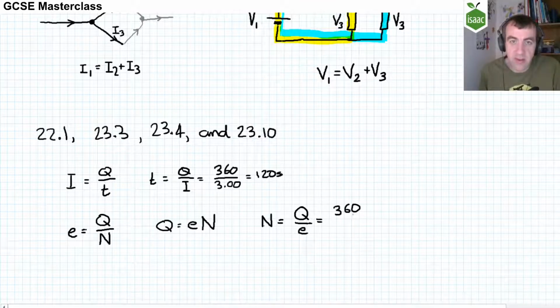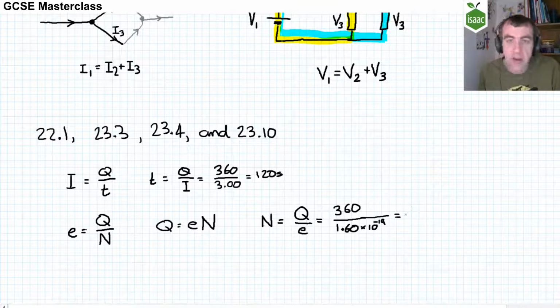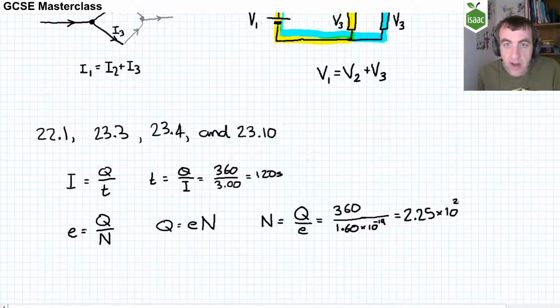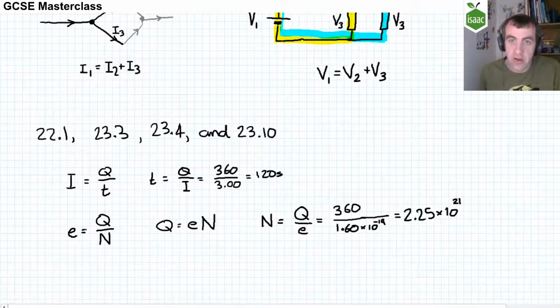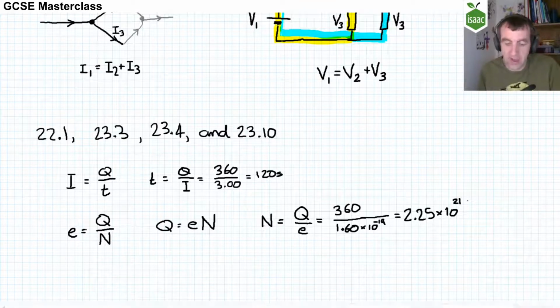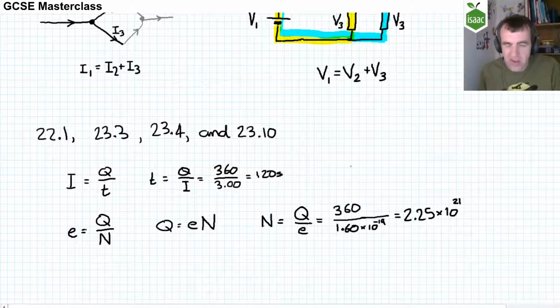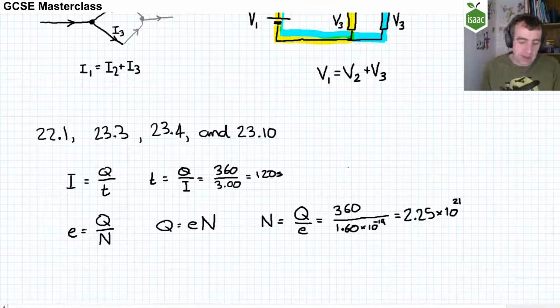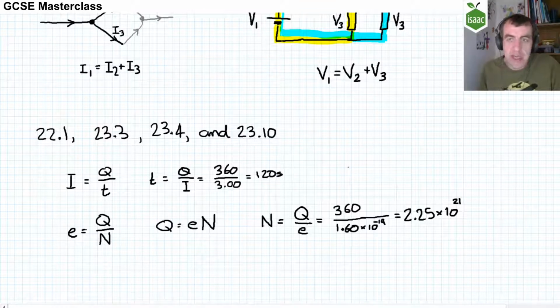That's 360 coulombs divided by, and we use three significant figures, 1.60 times 10 to the negative 19 coulombs per electron. And that gives us 2.25 times 10 to the 21 electrons. You can try and enter that into Isaac Physics by just counting the zeros. I think I lost count whilst doing so. Just use standard form for that one. So that's 22.1.